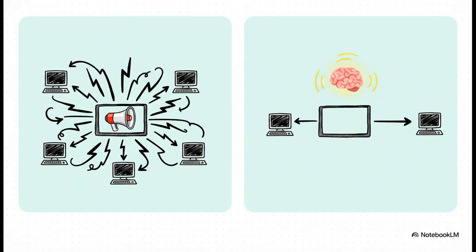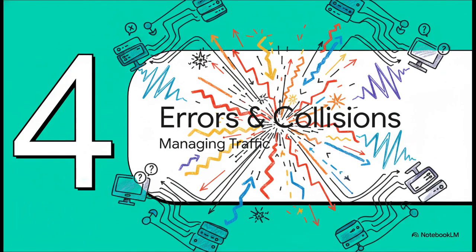A hub operates down at Layer 1. It's a completely dumb device. It doesn't understand MAC addresses at all, so it just blindly yells data out of every single port, all the time, creating a ton of network congestion. Switches, on the other hand, are Layer 2 smart devices. By actively using those MAC tables, they send data only where it needs to go, which makes local networks incredibly fast and efficient. Which brings us to Section 4, error control and collisions.